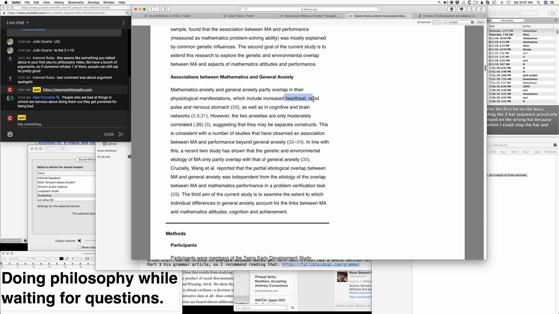And this list is interesting because heartbeat and pulse are things they can measure, and they're talking about physiological manifestations. And then they mention two things they can measure, and then they mention nervous stomach. And nervous stomach sounds to me like a survey question rather than a measurement. It sounds like something that can often be psychological rather than physiological. Like people often get nervous and then they make up things that seem like physical sensations to them.